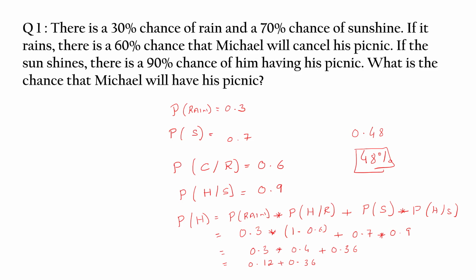So I hope this question is clear. The concept here is pretty easy and you just have to add in the probabilities: the probability of rain and him having the picnic given that it rains, and the probability of sunshine and having the picnic given that it's sunshine. So let's move on to the next question.